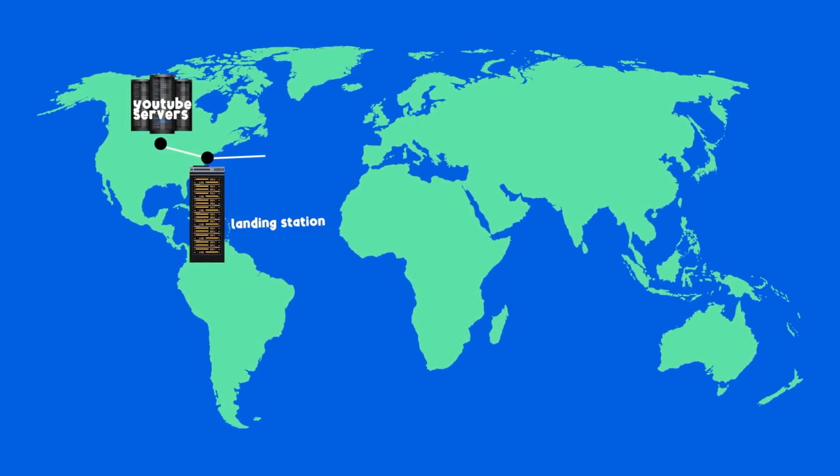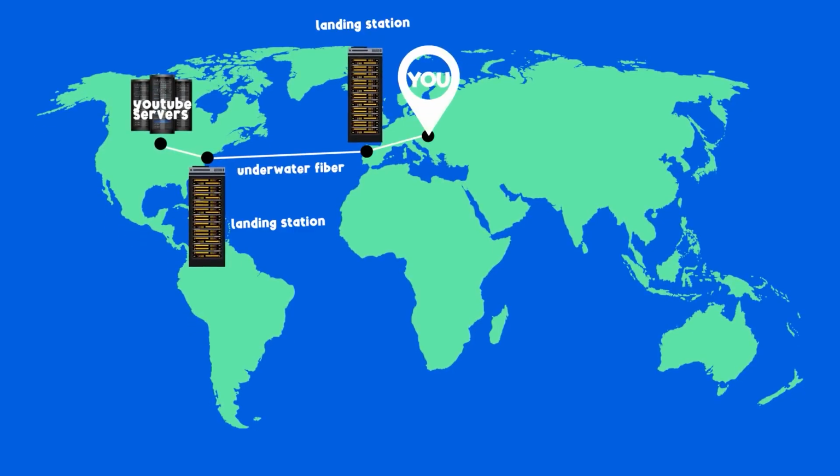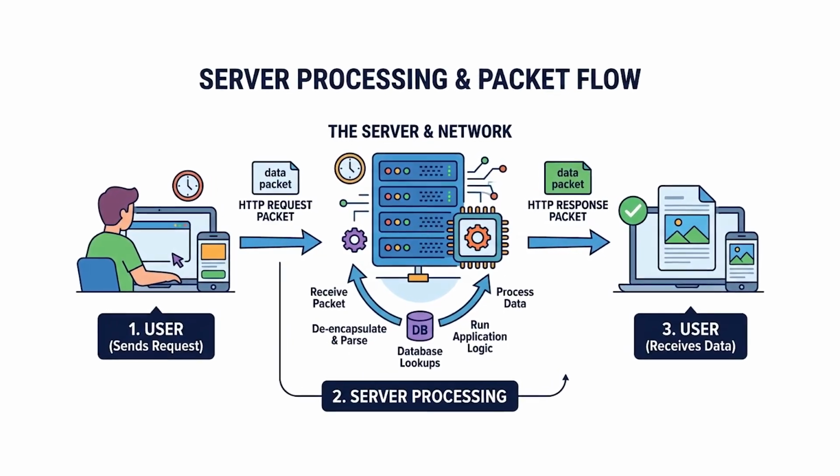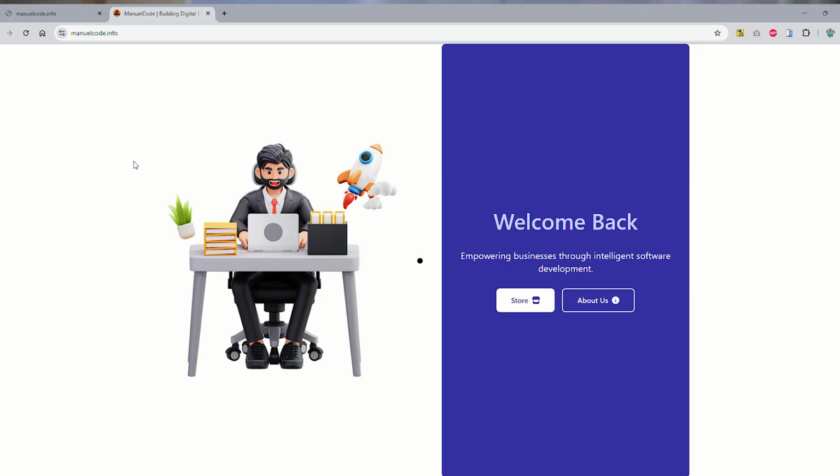The request that you send is broken into small pieces called packets. Each packet travels different paths across the internet until they reach the server. Then the server will process your request and send the data back to you the same way, in packets. Your device then puts everything back together and displays the website, video, or image that you requested. All of these things happen in a second or even in a millisecond.